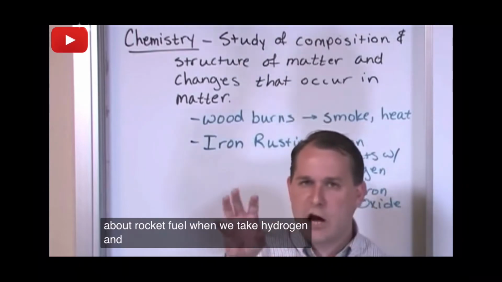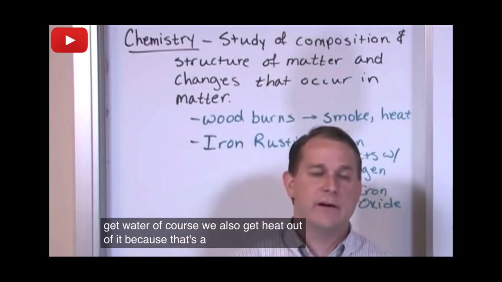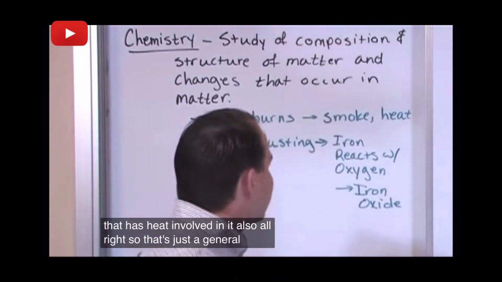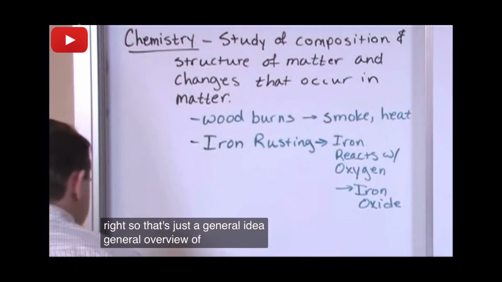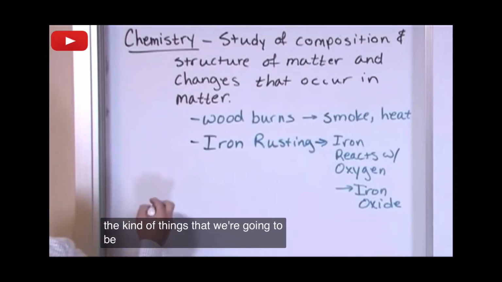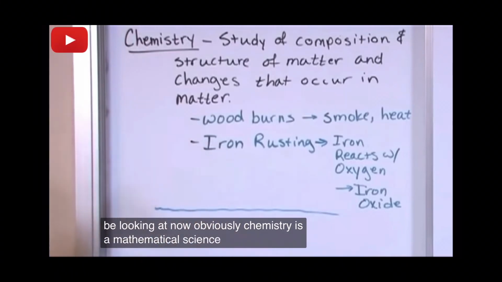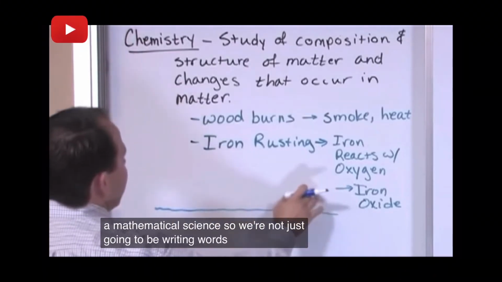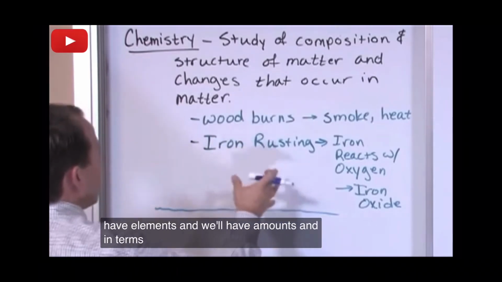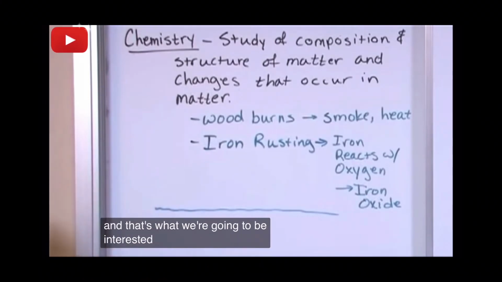All right, and we already talked about rocket fuel. When we take hydrogen and oxygen, we combine them together, we get water. Of course, we also get heat out of it because that's a reaction that has heat involved in it also. All right, so that's just a general overview of chemistry, the kind of things that we're going to be looking at. Now, obviously, chemistry is a mathematical science, so we're not just going to be writing words down. We'll have elements and we'll have amounts, in terms of how much of things we mix together and how much is produced, and that's what we're going to be interested in calculating.